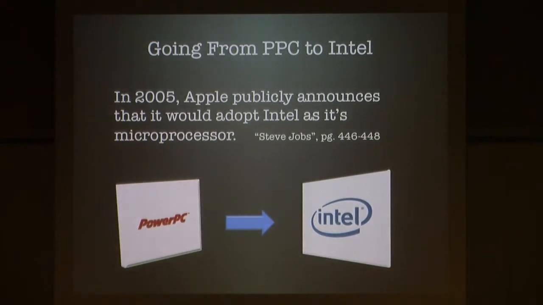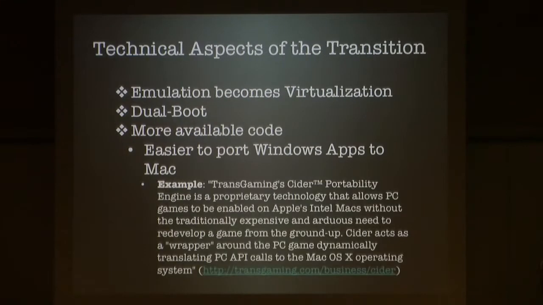In 2005, Apple publicly announced that they would adopt the Intel microprocessor, which in the Apple world was kind of the hissy fit heard around the world, at least according to Walter Isaacson, because basically Motorola couldn't deliver processors that were powerful enough or fast enough, and Jobs decided he was going to move on. So we end up with Intel processors in our Macs, somewhat unexpectedly, in an amazing 6-month turnaround in 2005.